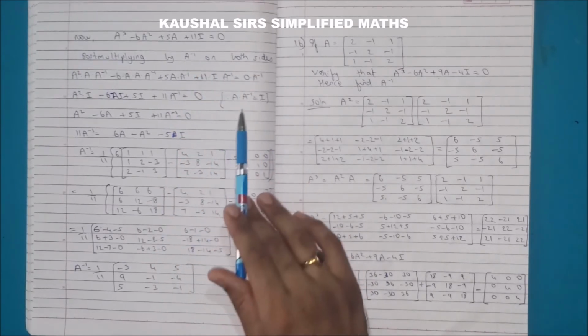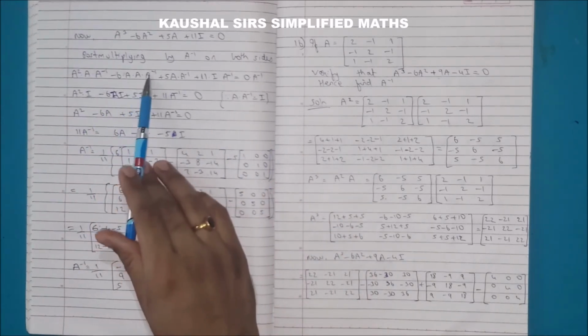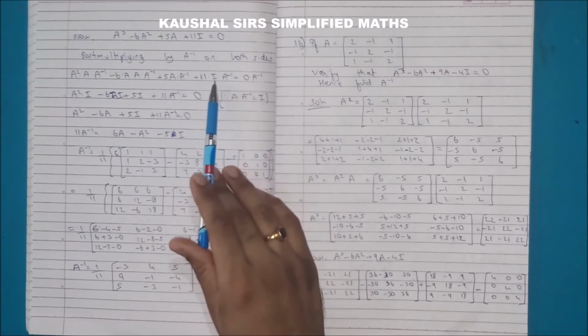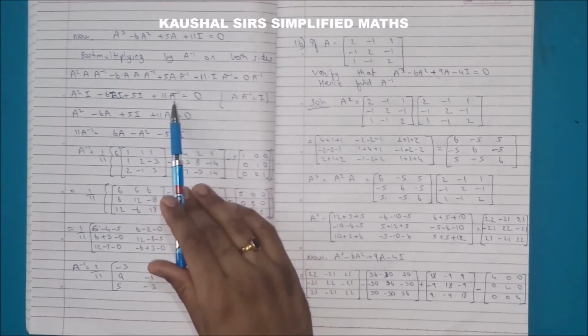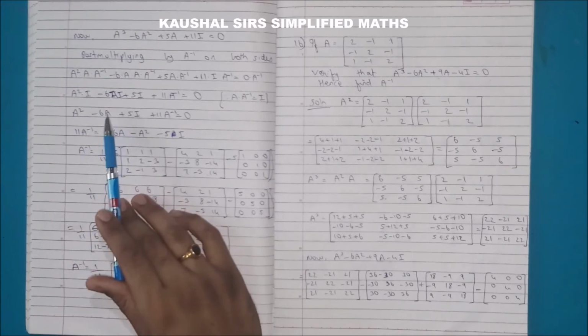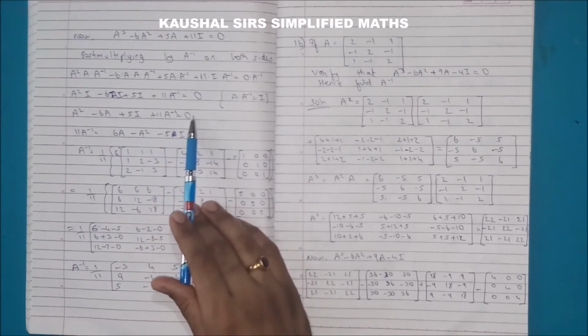Now since A into A inverse क्या होता है? I. So this is going to become I, this is going to become I, this is going to become I, and I into A inverse is A inverse. Okay, so A square into I remains A square. AI is same as A. 5I remains as it is. 11A inverse is equal to 0.